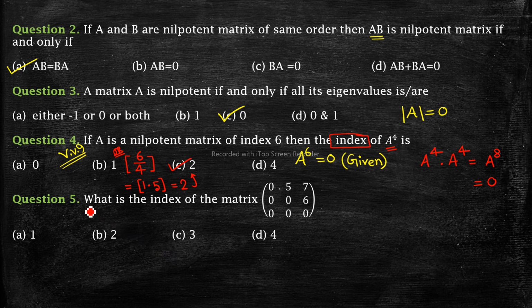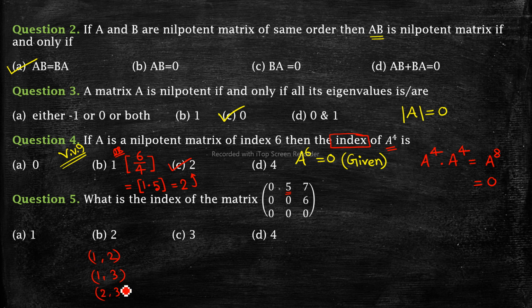Okay, another one. It is given: what is the index of this matrix? Now again, you can go for multiplication, but I will not go for multiplication. I will do it in a very short way. What is the short way? We have to find the non-zero elements. One is at 1 comma 2 place. Another non-zero element is at 1 comma 3 place. Another non-zero element present is at 2 comma 3 place.